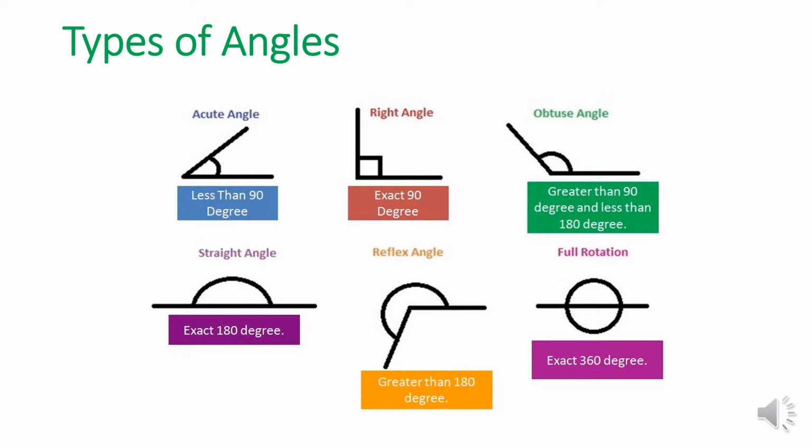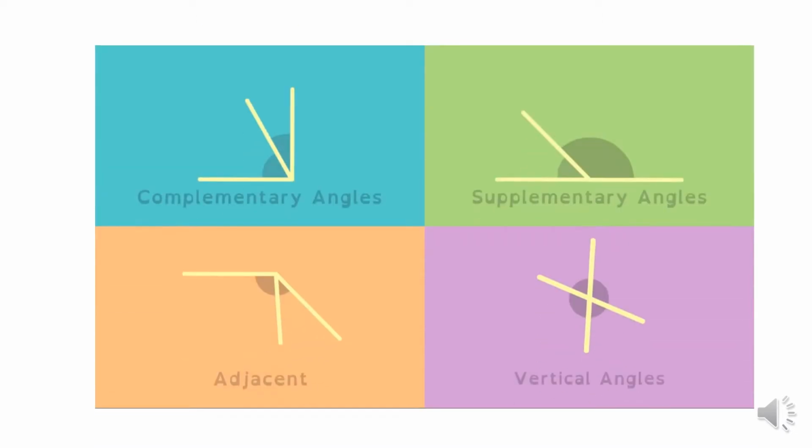Now that we have finished looking at the different types of angles, right, straight, acute, obtuse, reflex, we're going to move on to some others. We're going to look at complementary and supplementary angles. Our first is complementary angles. Two angles are said to be complementary if their sum is equal to 90 degrees.